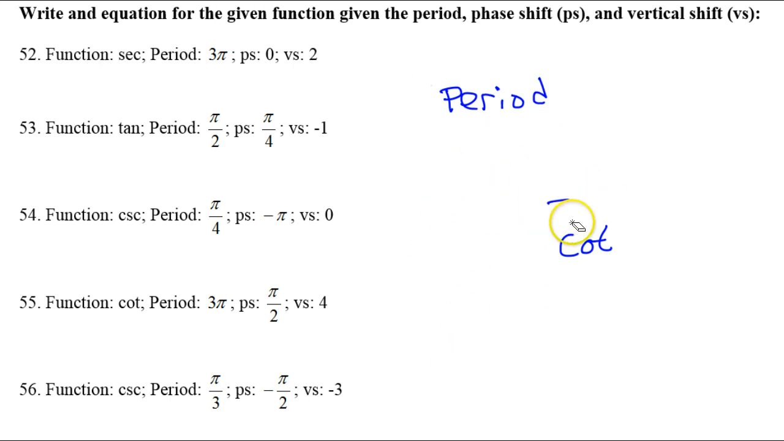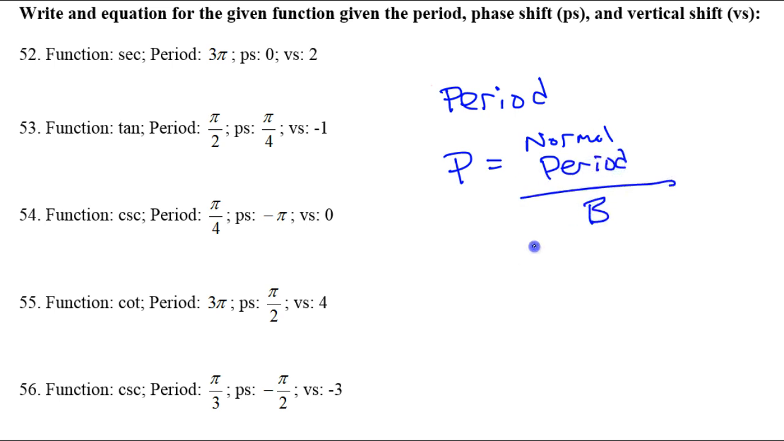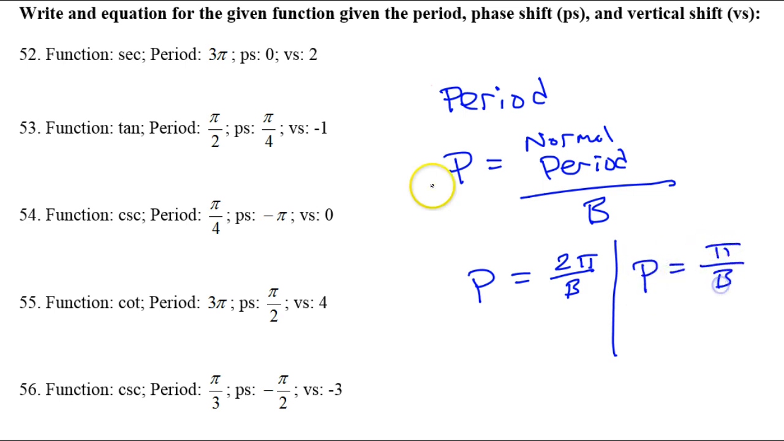Furthermore, in all cases, if you want to calculate the period, it is equal to the normal period divided by the b value. So for sine and cosine and secant and cosecant, you will have this formula, 2 pi divided by the b value. Whereas for tangent and cotangent, you'll have pi divided by the b value. That's all you need to know. Everything else is super straightforward.